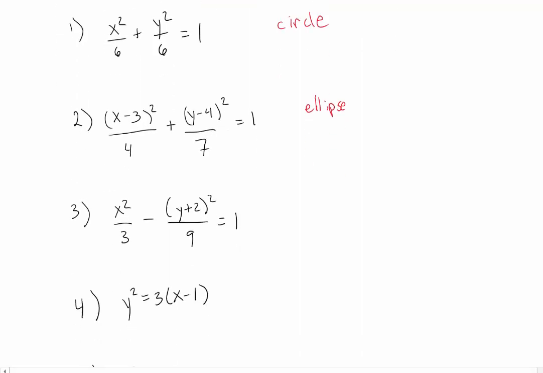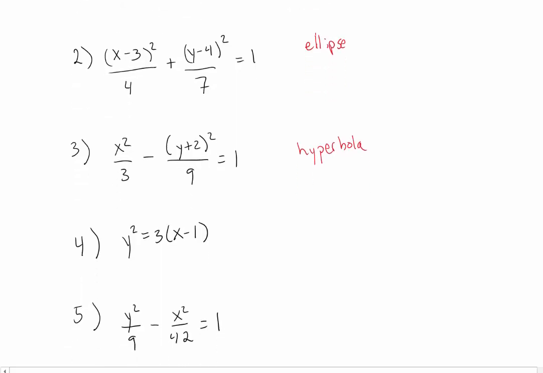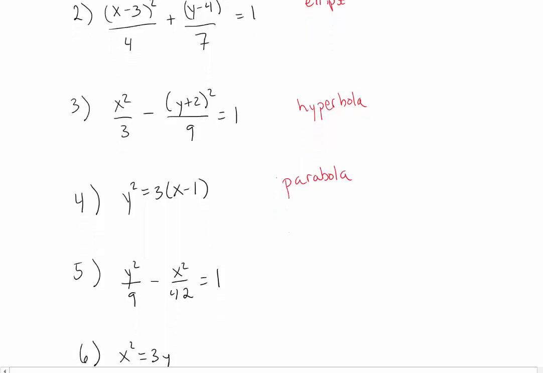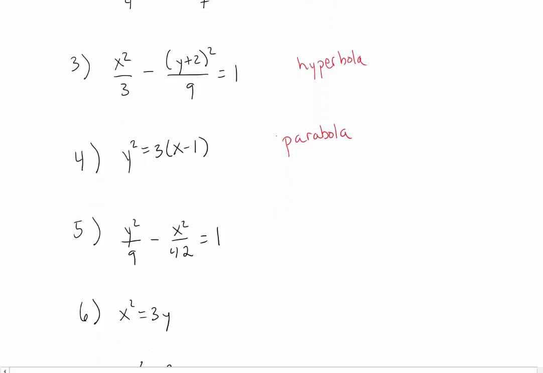Oh, this one's got a minus in the middle. Both variables are still squared, so this one's a hyperbola. On this one, notice how the y is squared, but the x is not. So only one of my variables is squared. That tells me I got a parabola. Number 5, I'll let you think for a second. There's a minus in the middle. Both variables are squared. That's a hyperbola.